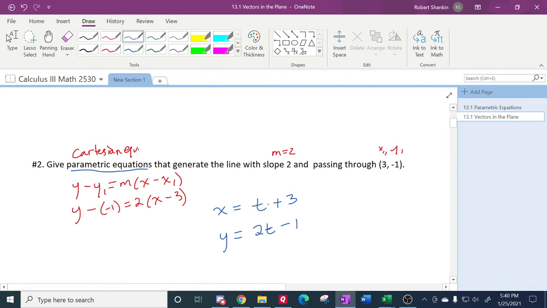So when t is 0, we're right on this point, and we move in such a way that every time x goes up by 1, y goes up by 2. And then if you solve this equation for t and substitute it in here, it would lead you back to this equation over here. And give me a little feedback on number 2. You just write a sentence.